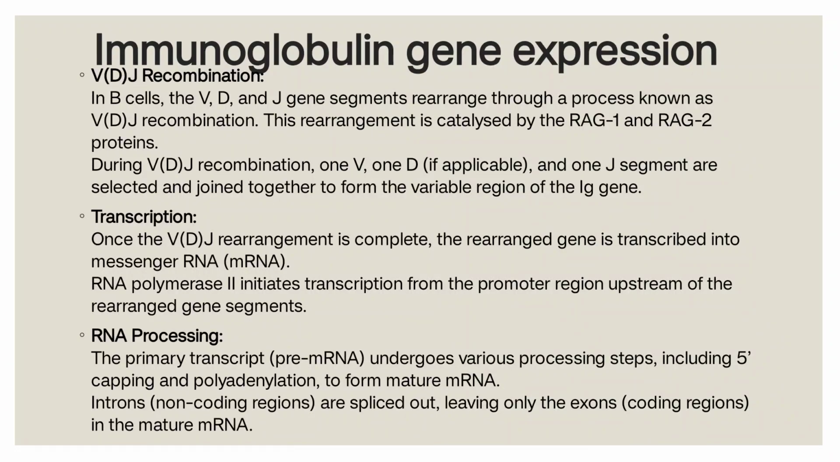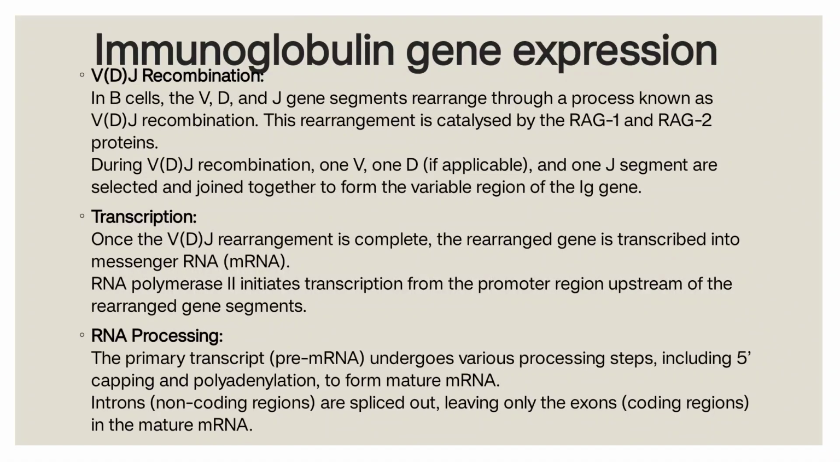Next is transcription. Once the VJ rearrangement is complete, the rearranged gene is transcribed into messenger RNA, that is mRNA. RNA polymerase II initiates transcription from the promoter region upstream of the rearranged gene segments.